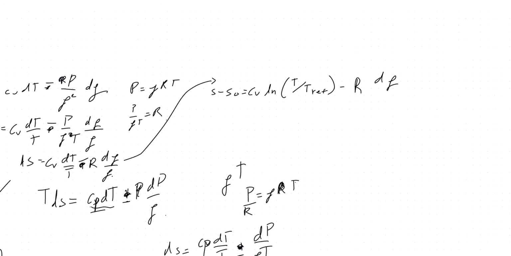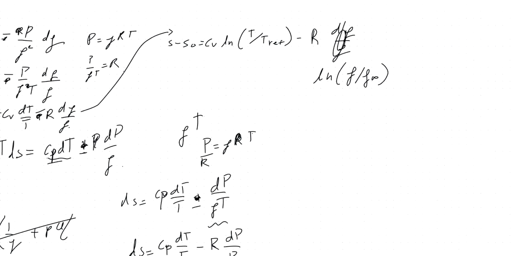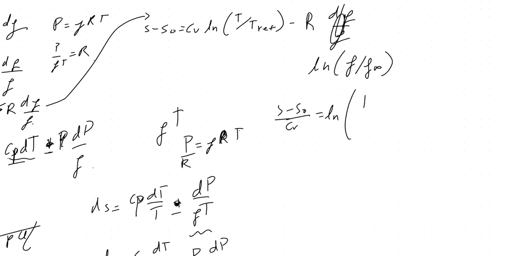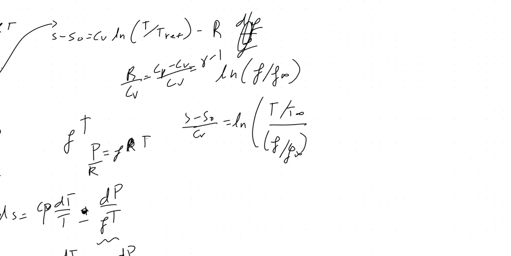Okay, so we have everything. And S minus SO divided by CV is here, which equals ln T over T infinity divided by parentheses rho over rho infinity. And let me check what R divided by CV is. This is going to be CP minus CV divided by CV. That is, I think that is omega minus 1. Yeah, omega minus 1, hopefully. I don't know. But that looks right. So we're going to leave it like that.